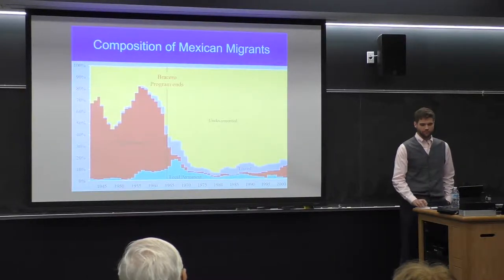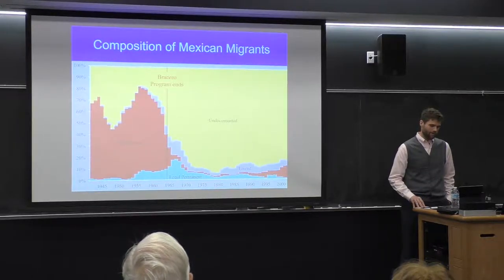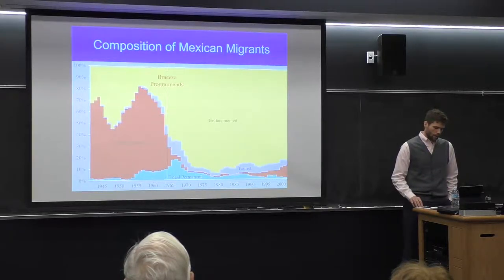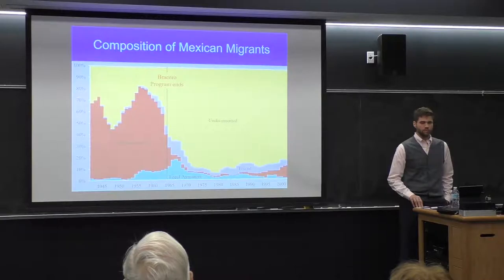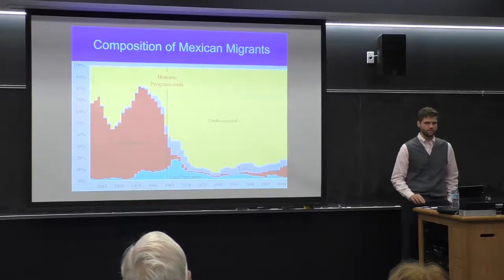This figure shows the annual composition of Mexican migration to the United States, calculated from the Mexican Migration Project, which I'll describe in more detail later on. And as you can see, the end of the Bracero program in 1964 corresponded almost exactly to the rapid expansion of unauthorized migration, which would dominate movement from Mexico to the United States over the next 40 years.